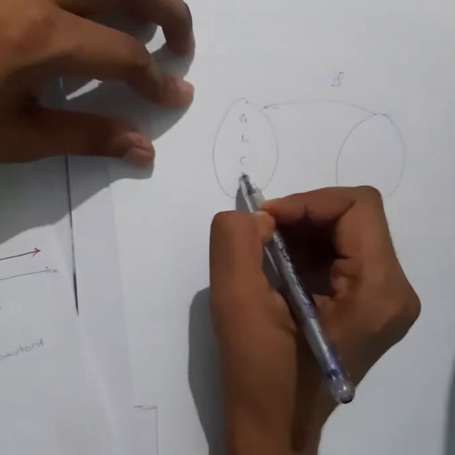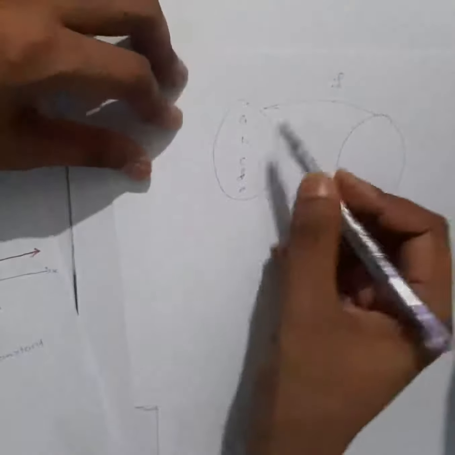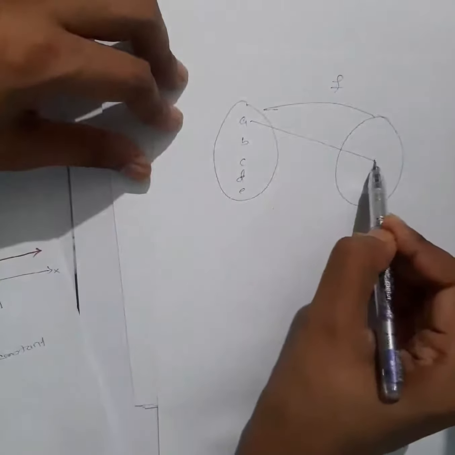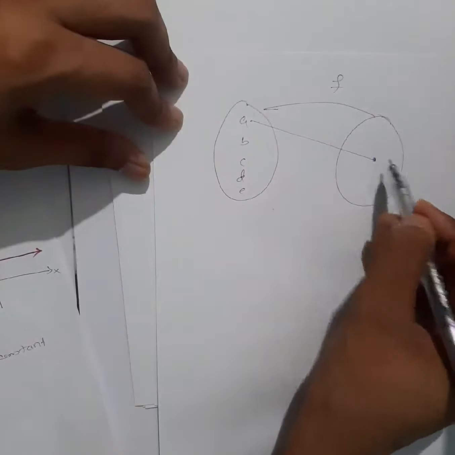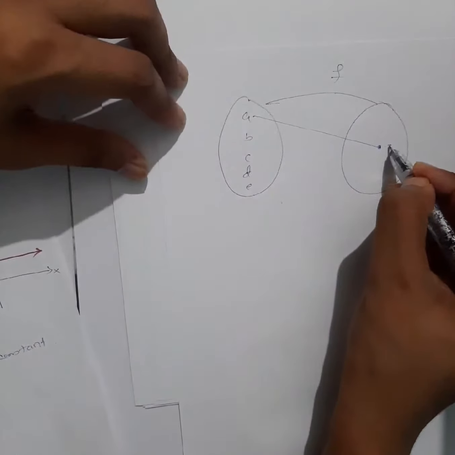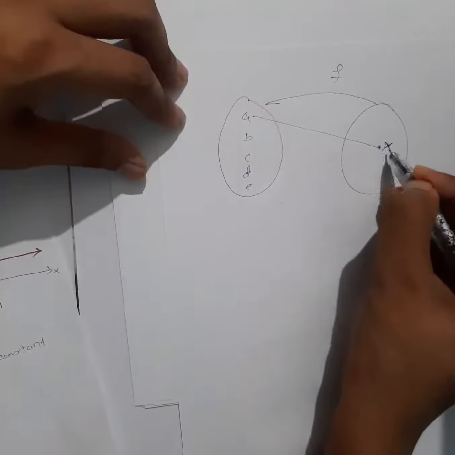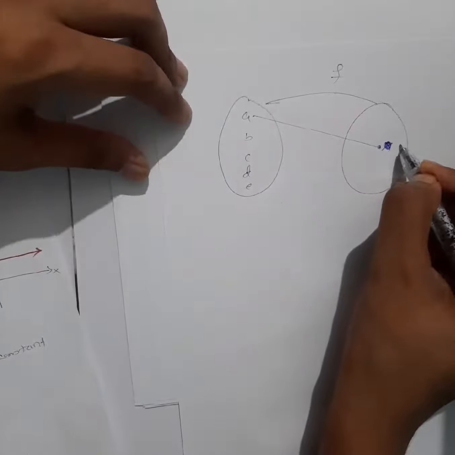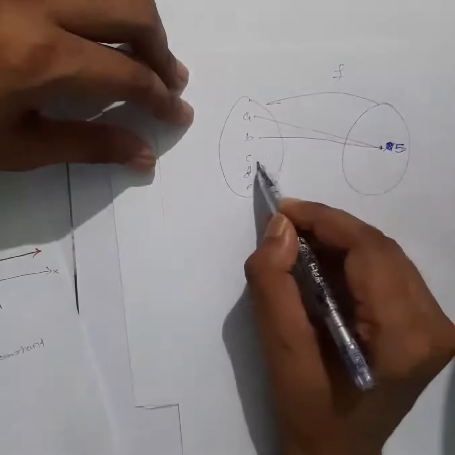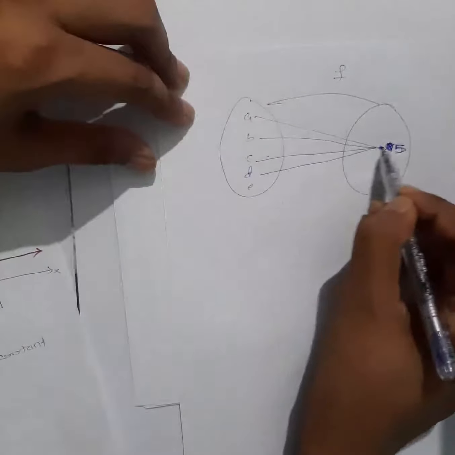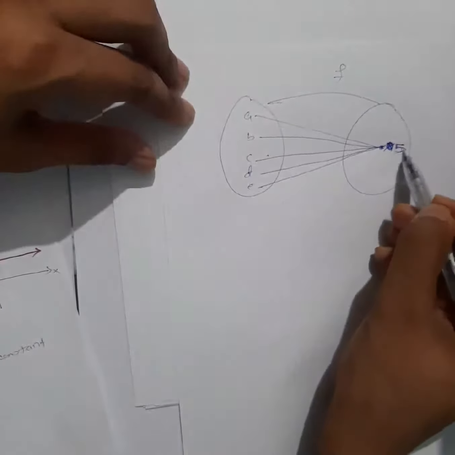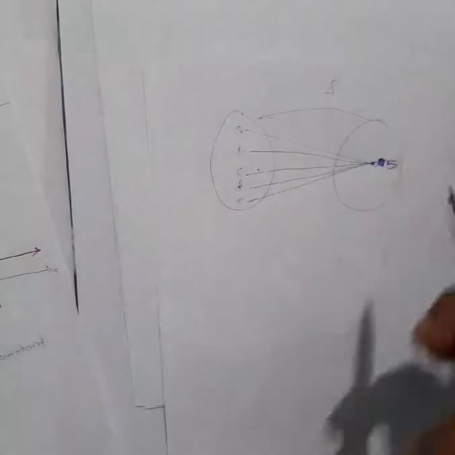Suppose you have A, B, C, D, E. Now the image of this one is, suppose let me write down X. If I write down X, you might think this is a variable. Let me write down one number, 5. Image of A is 5. Image of B is also 5. Image of C also 5. D also 5. E also 5. Constant, fixed. Can you see? Image is fixed. Only one image.